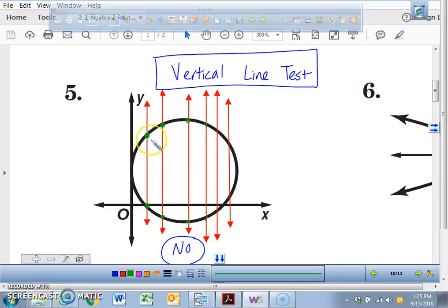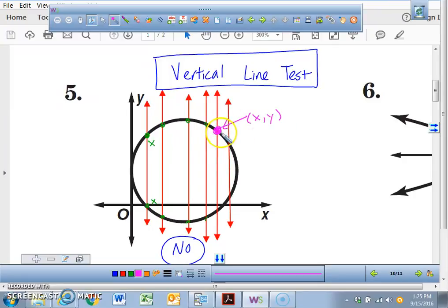Here's why it's important. I don't know what this x value is, Jacob, but I know that this x value is the exact same as this x value, but they have two different y values. For example, take this x value right here. Would you guys agree that this point has an x value and a y value? But this x value down here has the same x value, but the y value is going to be some negative y value.